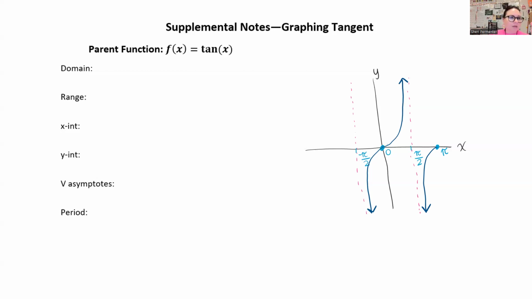So the period, we're going to say that is pi. The period for tangent is pi. Again, you could also look from intercept to intercept. So from 0 to pi, that is also pi.